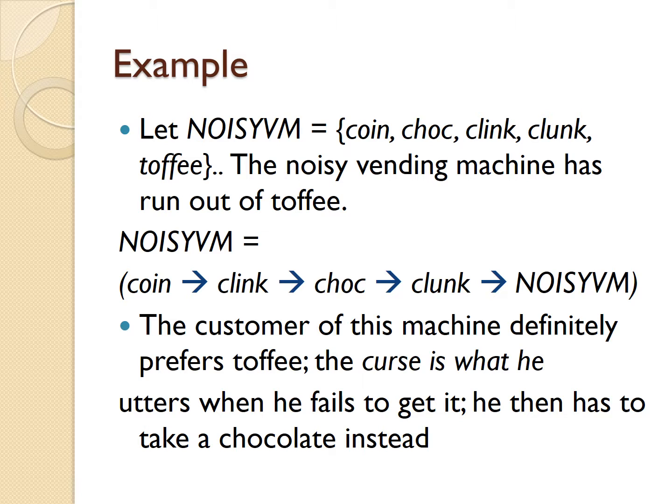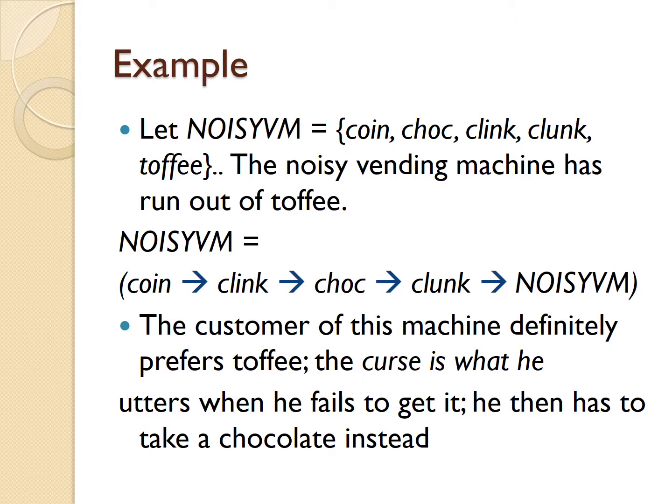For example, the noisy vending machine has run out of toffee. It doesn't have a toffee. So what happens? If you insert the coin, the click sound will come, because the coin makes a sound. Afterwards you get the chocolate, and clunk is the sound made when the chocolate is generated. There is no toffee, so you will get only chocolate. That is the noisy vending machine process.